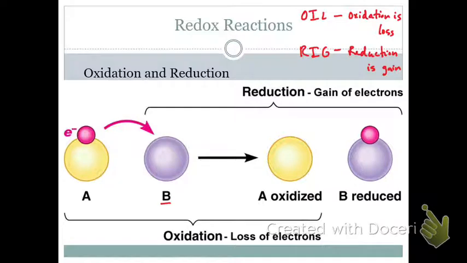Another one, there are these little mnemonics that you have. I think there's one like LEO the lion: Loss of Electron is Oxidation. So LEO the lion goes GER: Gain of Electron is Reduction. So there are different ways, but just remember that a redox reaction is an oxidation and reduction occurring at the same time in the same reaction, where one loses an electron, the other one will gain that electron. Losing the electron is oxidation, gaining is reduction.